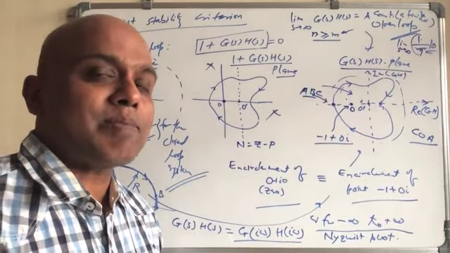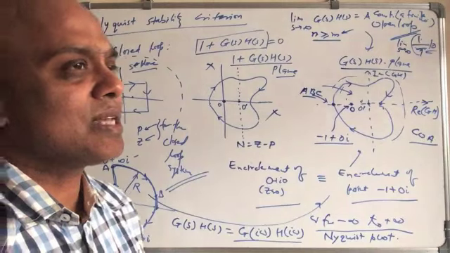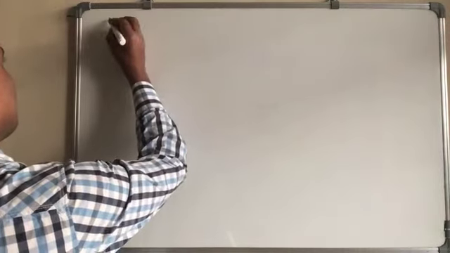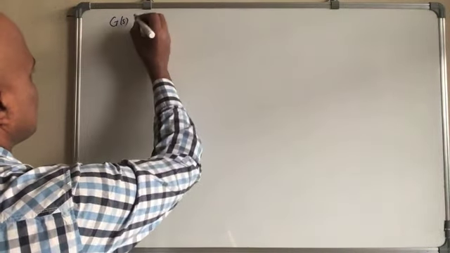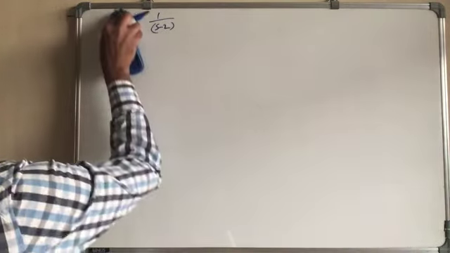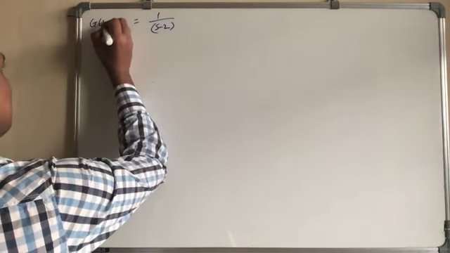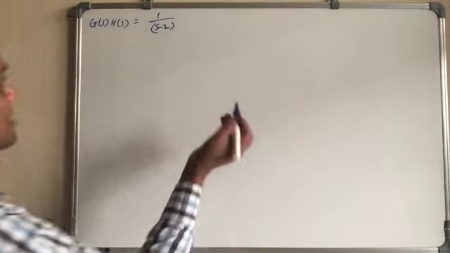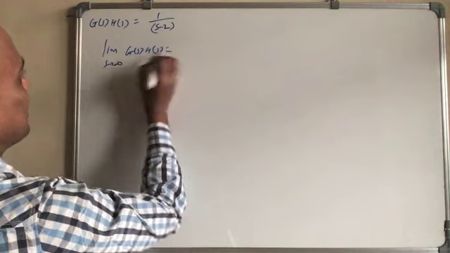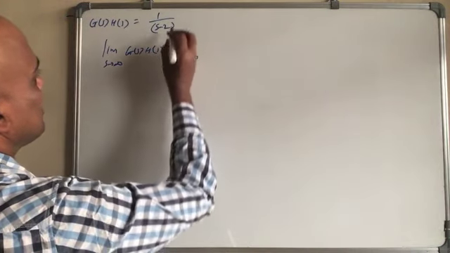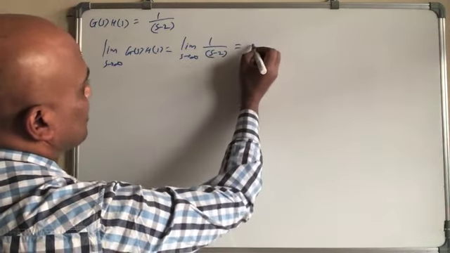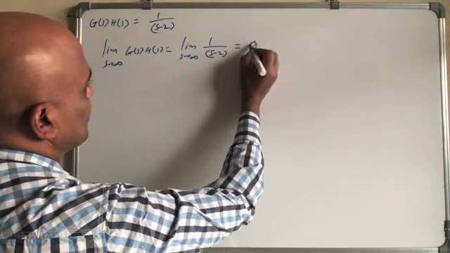Let us understand this with an example, the same example that we took to understand the complex mapping. Our example was, we took GS equal to 1 over S minus 2, right? Instead of GS, let's call it GS times HS, right? We can see the limits now. So limit as S tends to infinity of GS HS will be equal to the limit as S tends to infinity of 1 over S minus 2, and that you will get equal to 1 over infinity, which is equal to 0 only, right?